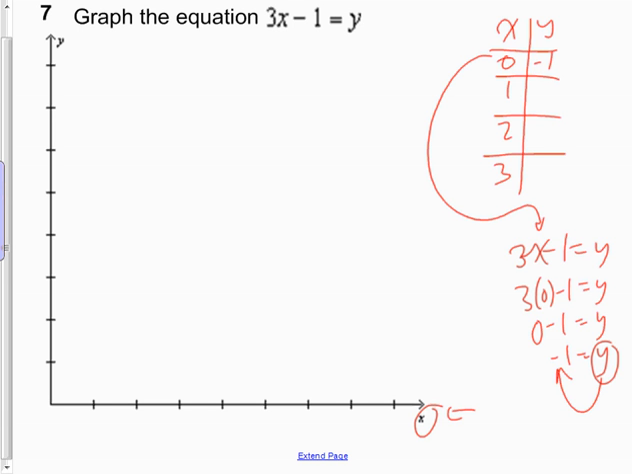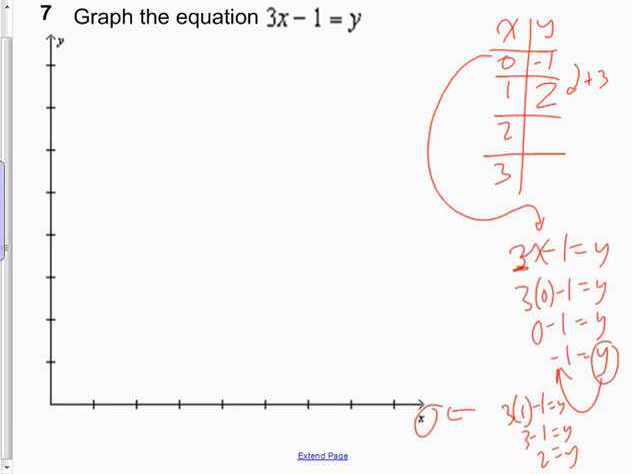Now if I do that again, and this time take 1, so 3 times 1 minus 1 equals y. Then 3 minus 1 equals y. Then 2 equals y. 2. Now, here's the important question. Do I have to substitute again, or do I know through patterns what my next two numbers will be? If I know it's linear and it's going up by 3 here, which is what my coefficient is, can I predict what the next two values are without doing substitution?